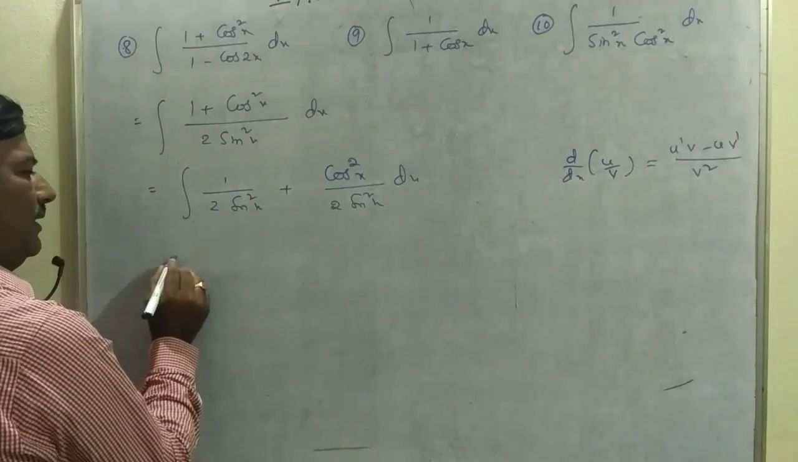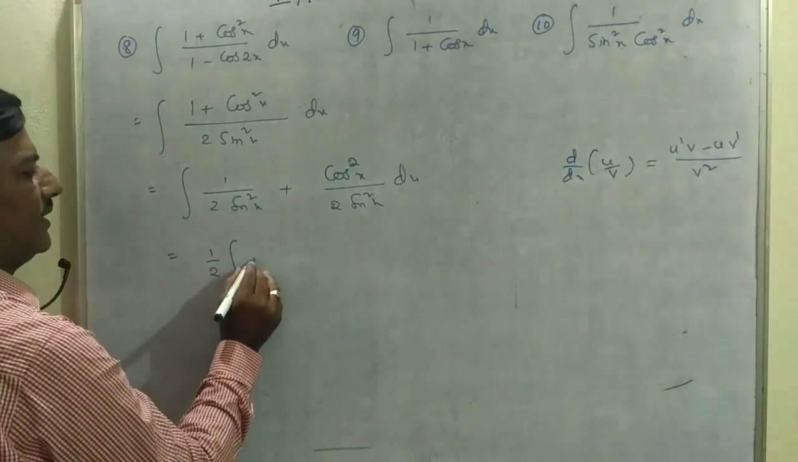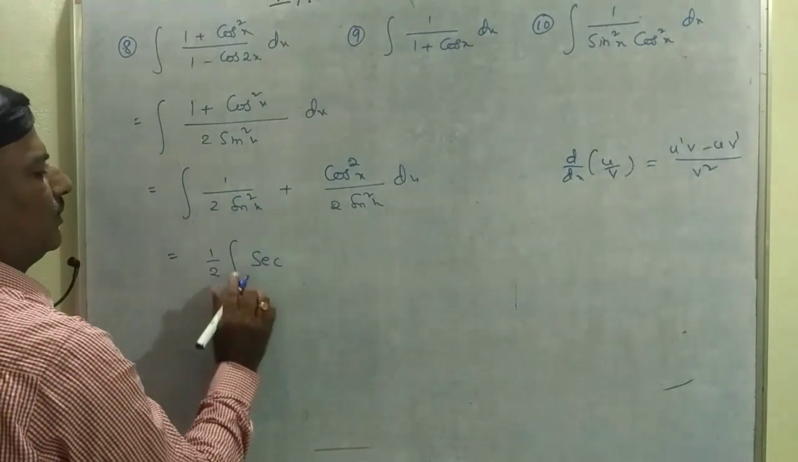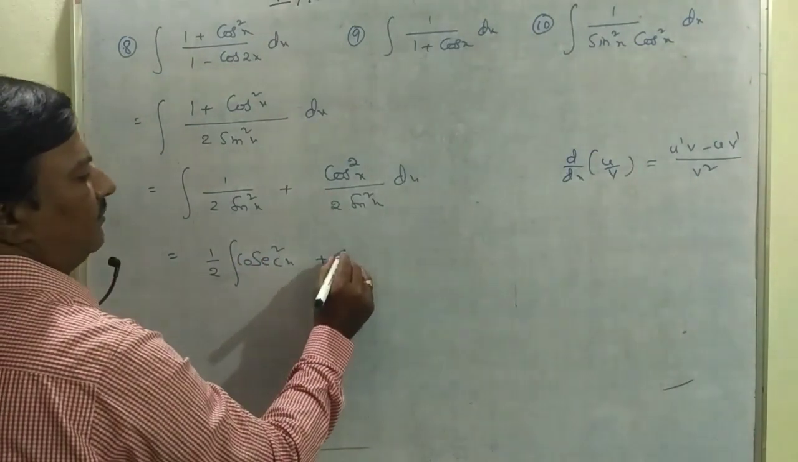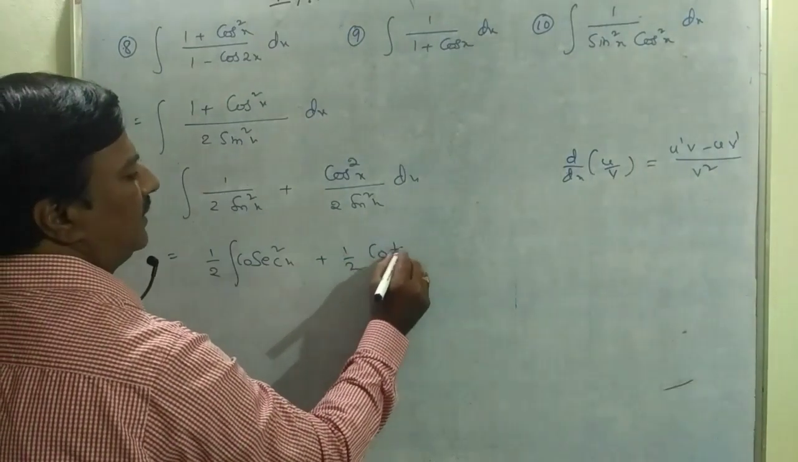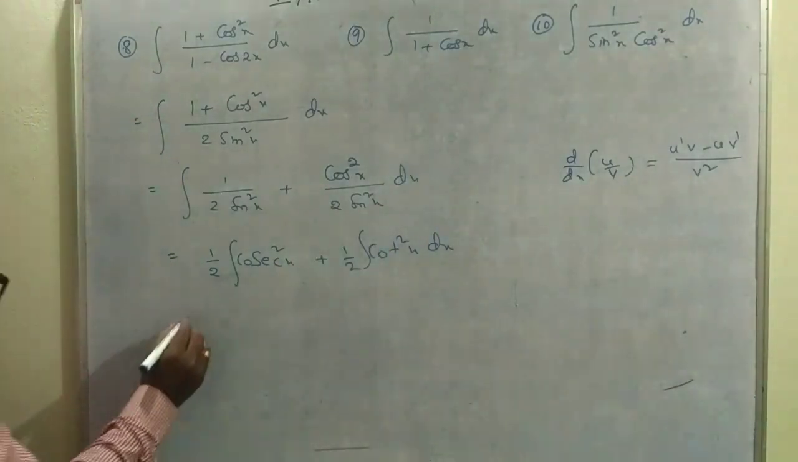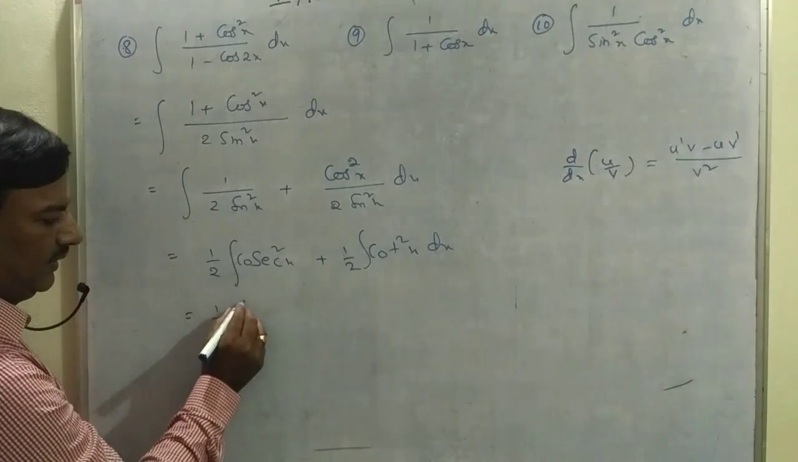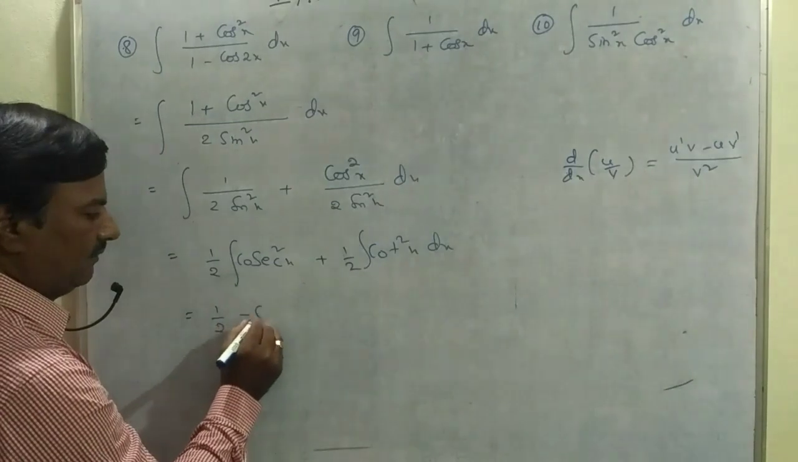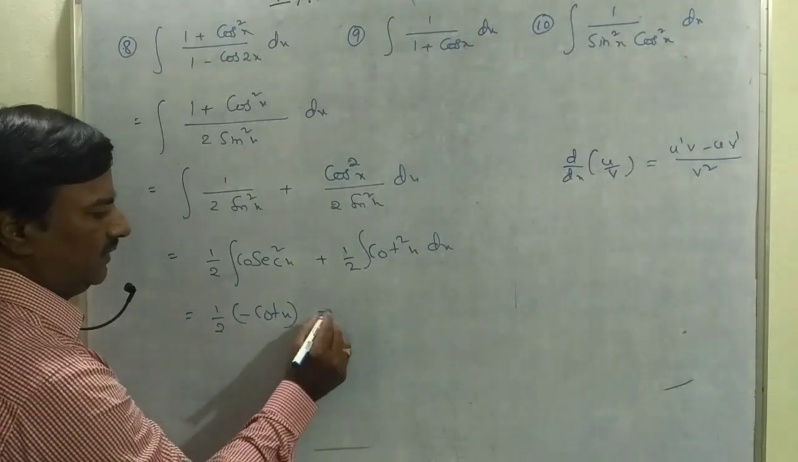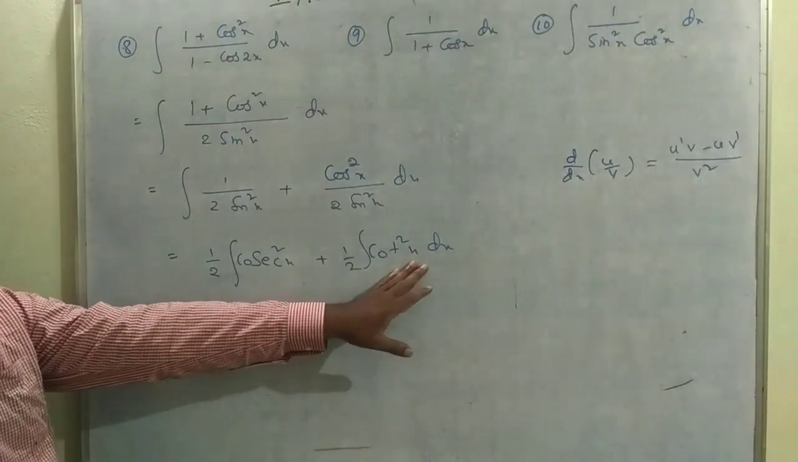Now see this calculation: 1 by 2 into 1 by cos square is nothing but we can write it as cosecant square of x, and again this is nothing but 1 by 2 into cot square of x integration. Now see this, 1 by 2 into integration of the cosecant square, we have the formula, minus cot x plus c, but for cot square x we don't have the formula.